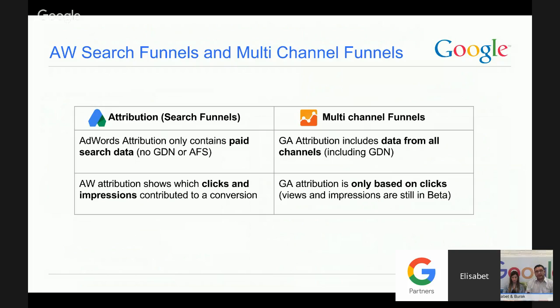However, in Google Analytics multi-channel funnels, we can see data from all channels, not just AdWords. We can see data for Facebook, Criteo, or even your email campaign, or even a kiosk, if you have one and are measuring it. In AdWords attribution reports, we can see which clicks from which campaigns or ad groups or keywords, their clicks or impressions, even impressions, assisted in the path to a conversion. However, for Google Analytics, for the moment, we can see only attribution based on clicks, click assist conversions. And views and impressions are still in beta, they're on the way.